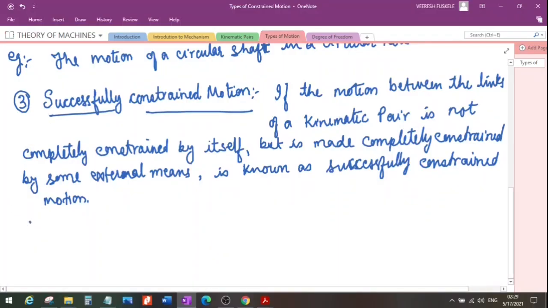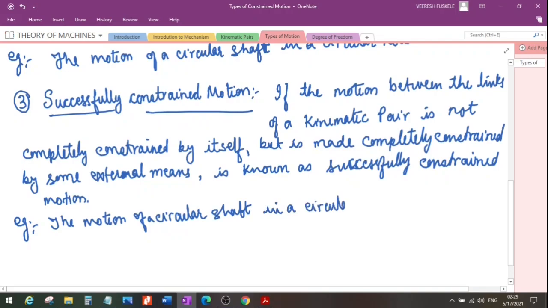So the example is the motion of a circular shaft in a circular hole with collars at both ends.